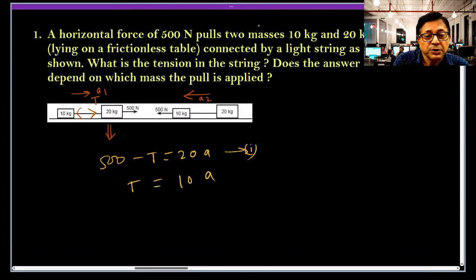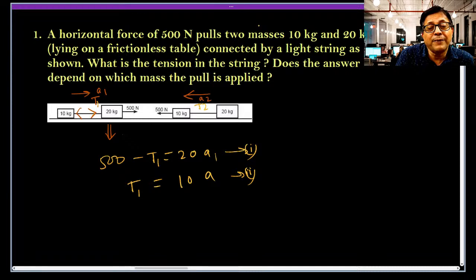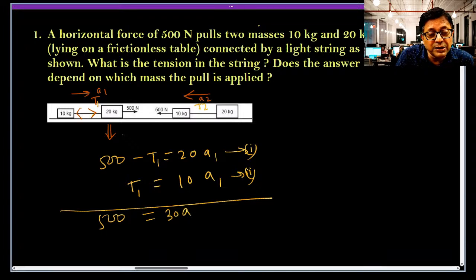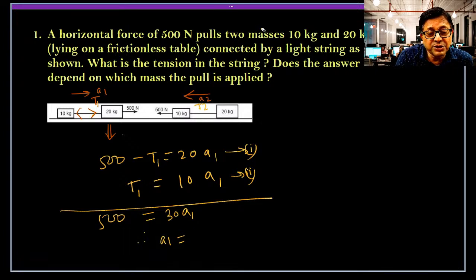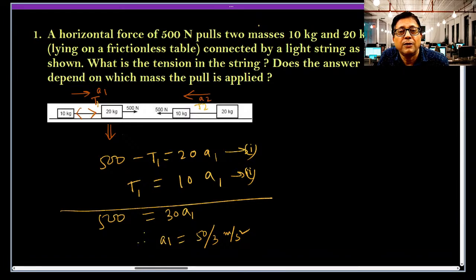Do I need to write the free body diagram separately here, or have you understood? For different masses, you draw different diagrams. So write the equations here. T1 is the tension you have considered; here let it be T2. Let us find the value of acceleration first. 500 equals 30a1, so a1 is 50 by 3.